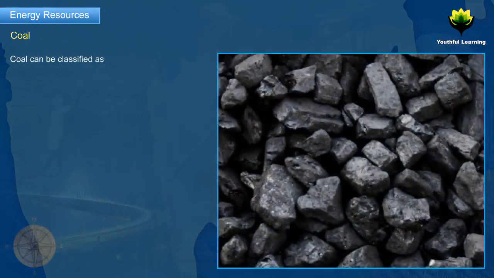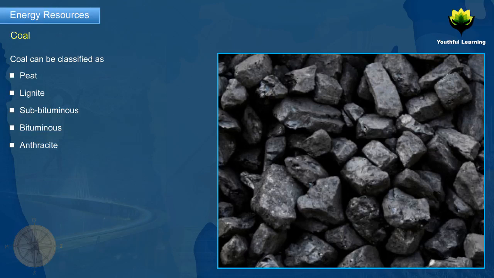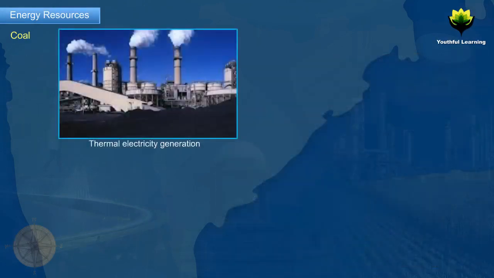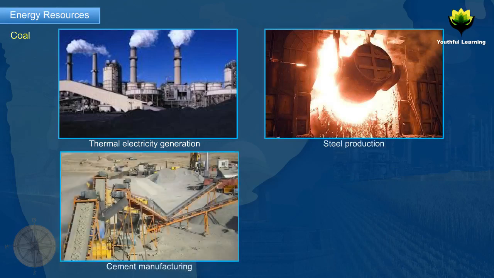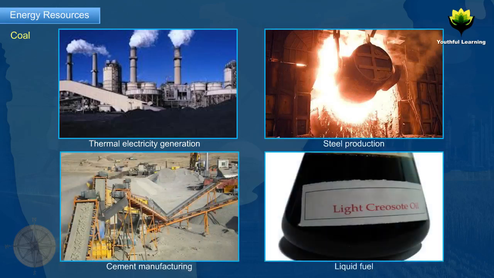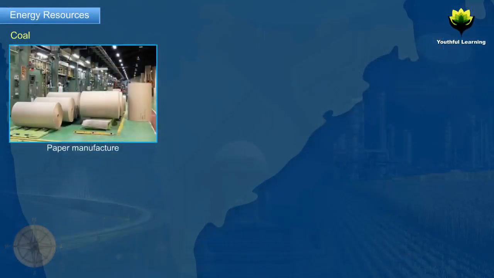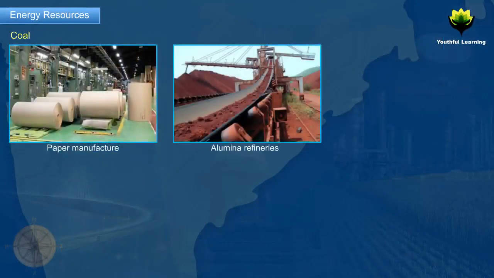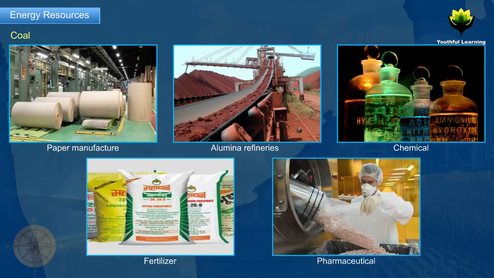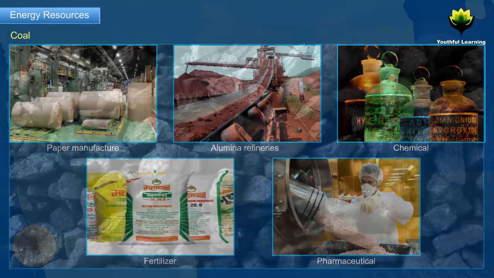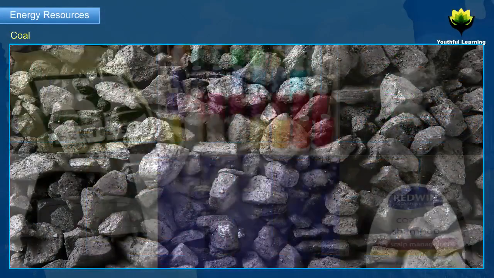Coal can be classified as peat, lignite, subbituminous, bituminous, and anthracite, depending upon the carbon content. Coal is mainly used in thermal electricity generation, steel production, cement manufacturing, and as a liquid fuel. It is also used in paper manufacture, alumina refineries, and the chemical, fertilizer, and pharmaceutical industries. The byproducts of coal are used to produce several chemical products.